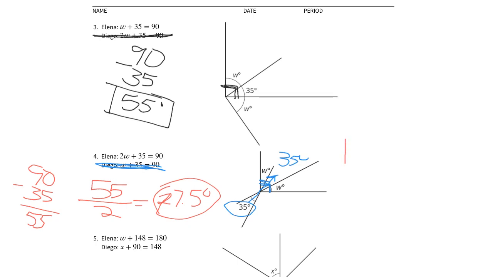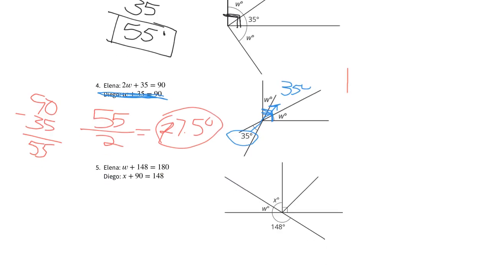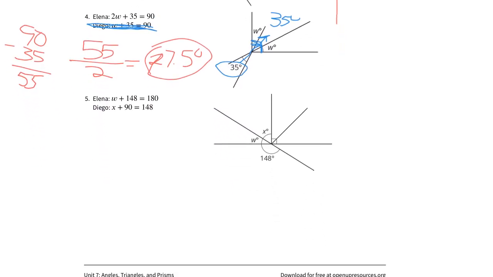Let's scroll down here. Elena says W plus 148 equals 180. Diego says X plus 90 equals 148. Well, they both have different variables. So W plus 148 equals 180. Well, we know the measure of a straight line is 180. Let me get the marker here, the drawing tool. So W plus 148 does look like it is 180 degrees.